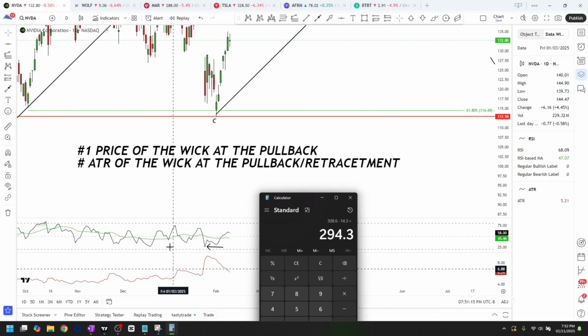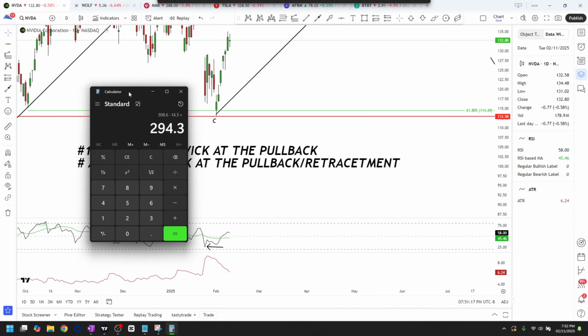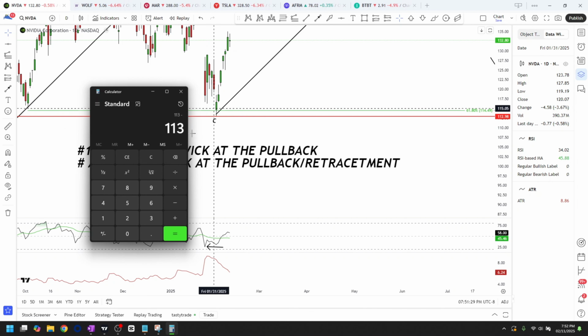So we're just going to grab our calculator, and we're going to take our 113. We basically called it 113 because it was 112, but we just went ahead and added 2 pennies. So we're going to take our 113 and subtract that $8.60 from it, and it's going to tell us to go to 104.4 for the stop on here. 104.4, you could round it up, make it 104.50.